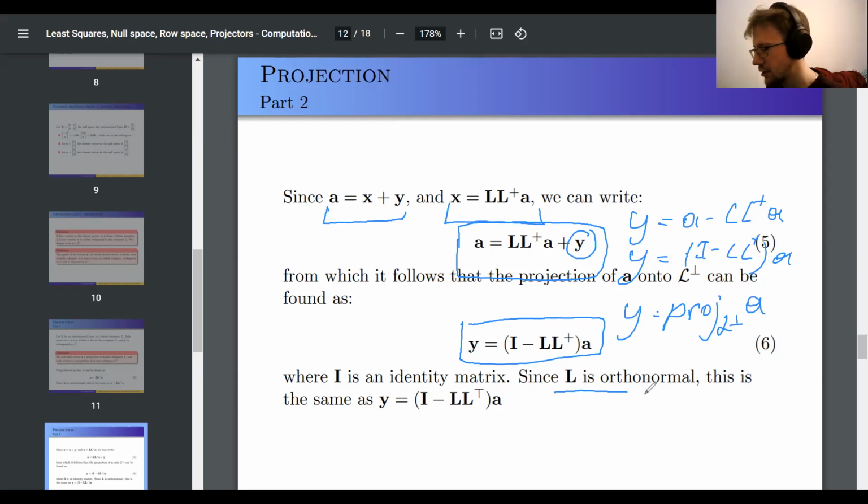But since L is orthonormal, you can write it this way. So we found a formula for the projection onto the orthogonal subspace as well. And notice we don't need to use any separate basis here. As long as we know the basis in L, we can project onto its orthogonal complement without finding the basis in the orthogonal complement. That is pretty powerful.